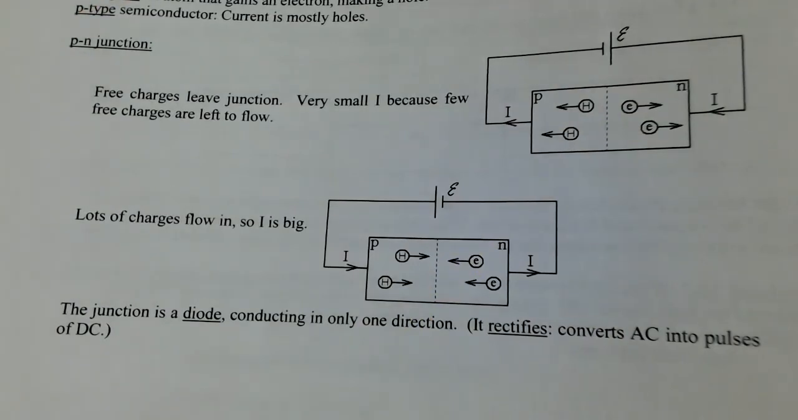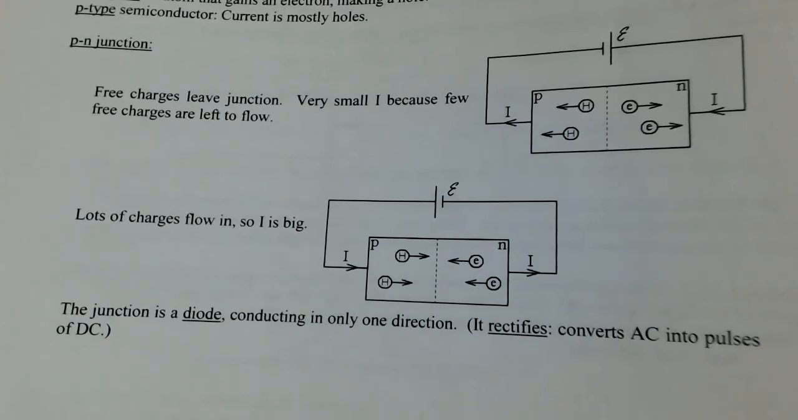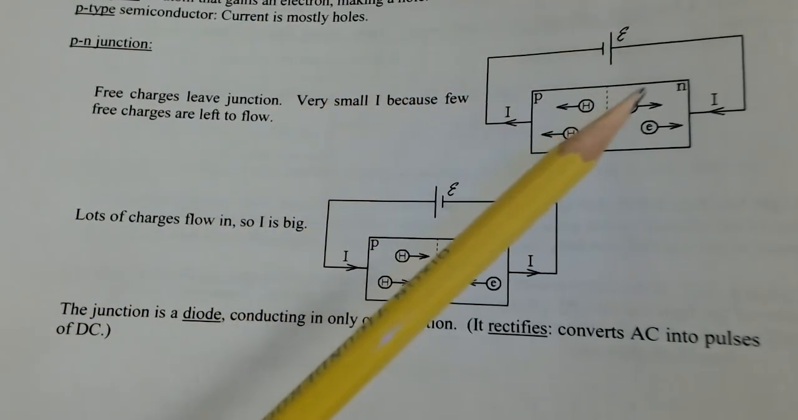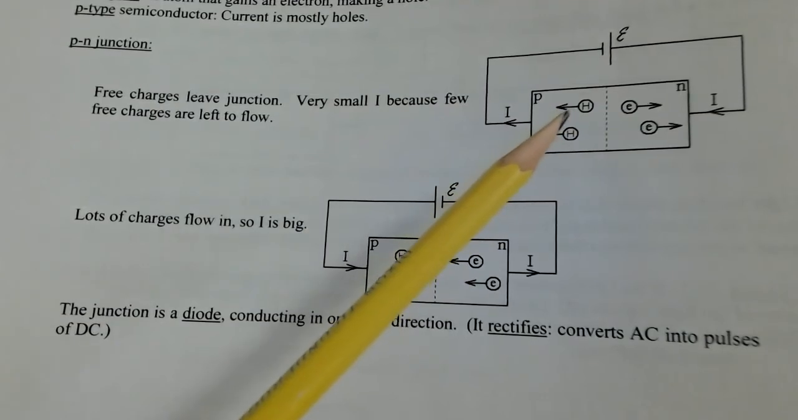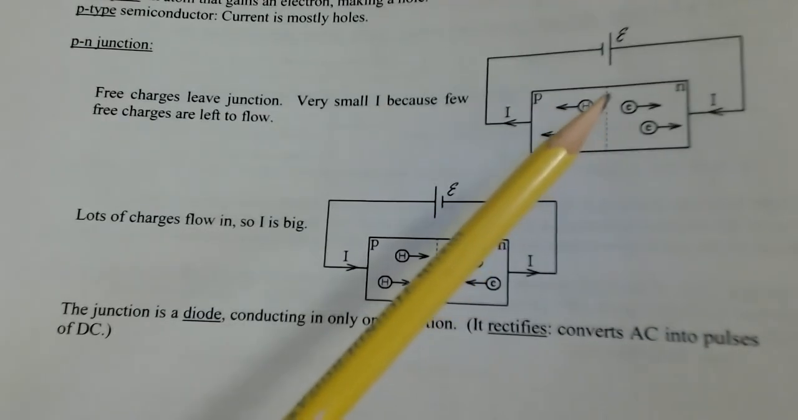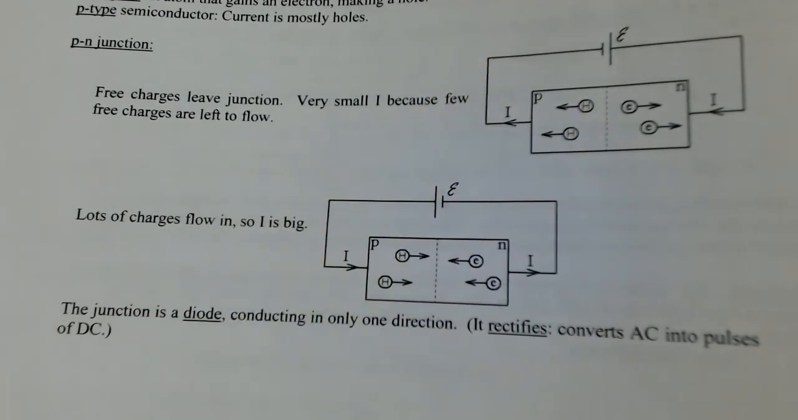Remember what a conductor is in the first place. A good conductor of electricity is something that contains charges that are free to flow. So when you hook it up to a battery, you get a flow of charge. If you go sucking all the charges out of your junction, you've just made it into an insulator, okay? There is nothing in here that's available to flow in the electric field from the battery.